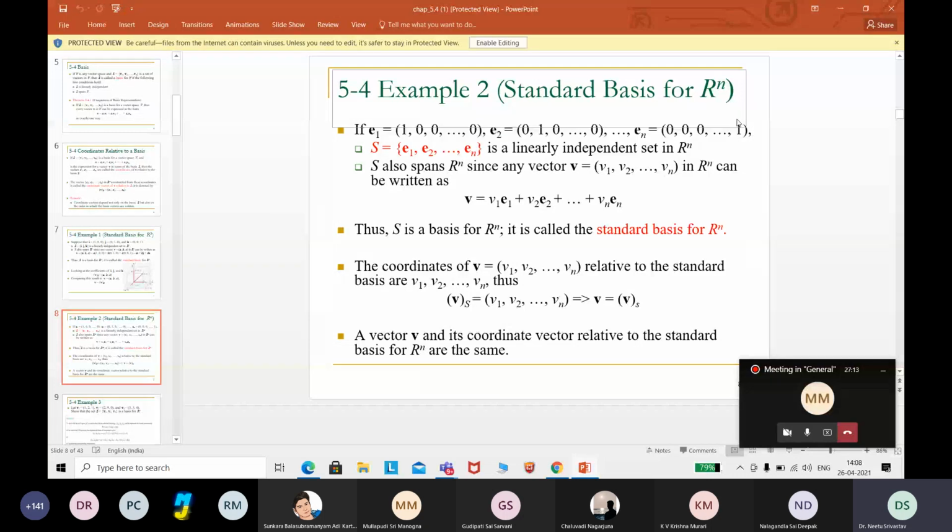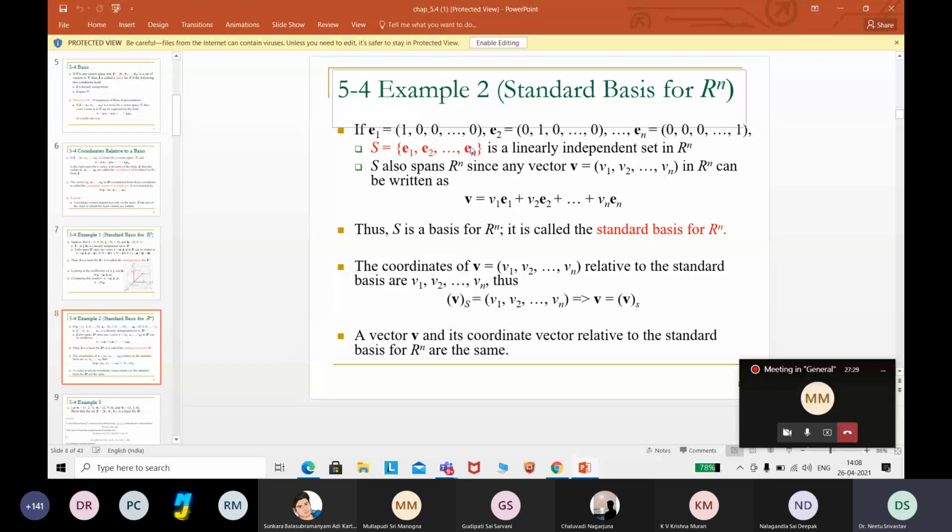Again, same concept. You are going to get an n cross n matrix and the determinant will 100% not be 0, because it's going to be, can we say, a diagonal matrix? So once you put it that way, then only you will be able to say it is a diagonal matrix and the determinant is going to be 1.